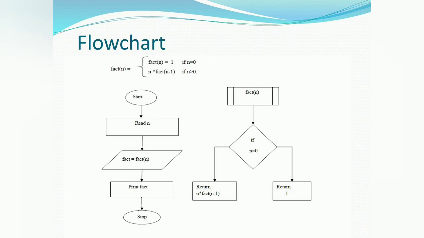Here is the flowchart for the recursive function. Here the condition is checked. If n equals 0, then it will return the value 1. Otherwise, it will do the factorial function. It calls the factorial function.